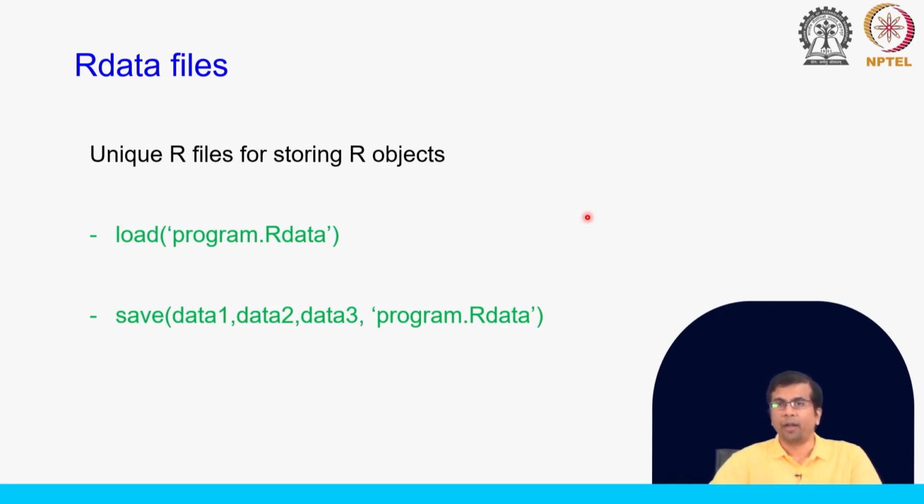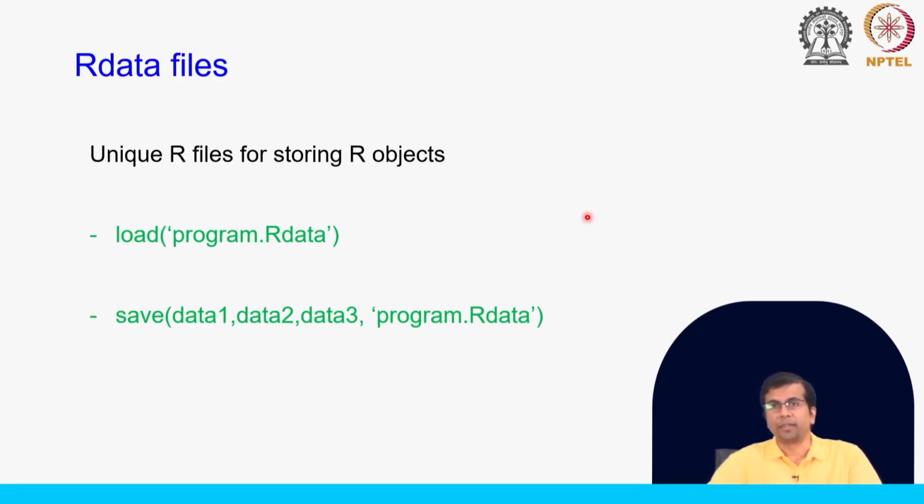So, if you load the program.r data, how do you find out what has been loaded? We use this command ls that we talked about. It will immediately show you what are the files that have been loaded using this load command. You can find those objects, and then individually access them and work with them.